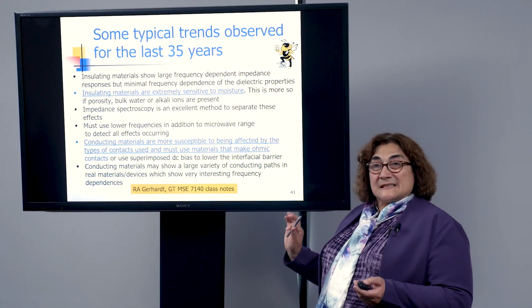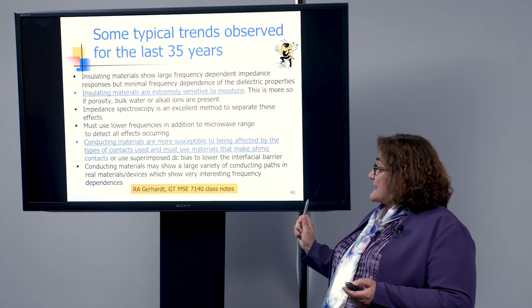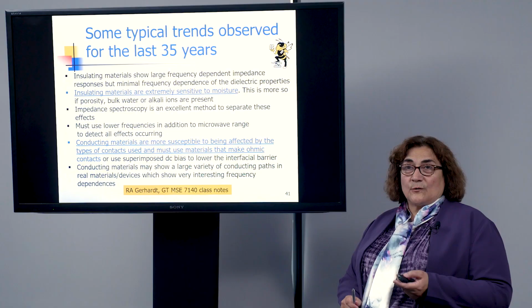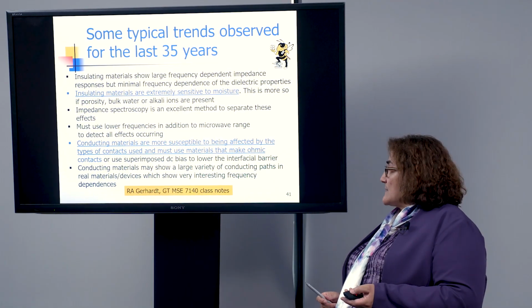Impedance spectroscopy is an excellent method to separate these different effects. And for the issue of water, one must use lower frequencies than the microwave range, because the microwave range only picks up bulk water. It doesn't pick up adsorption water. Conducting materials, in contrast, are more susceptible to being affected by the types of contacts used, and one must be sure to be making ohmic contacts in order to really trust the results that we obtain.